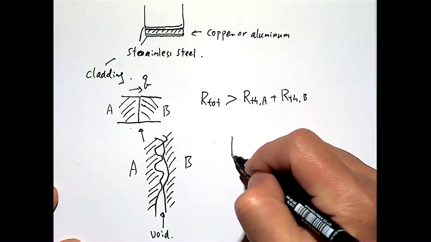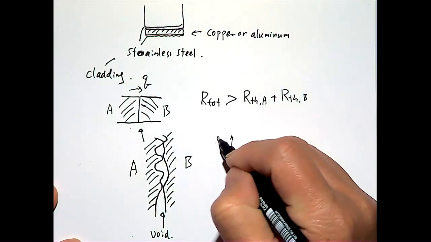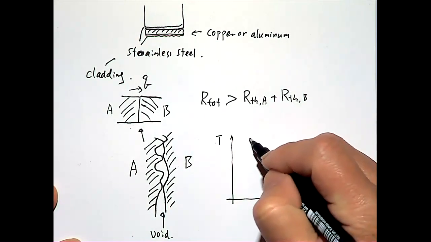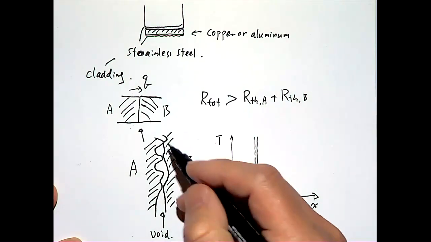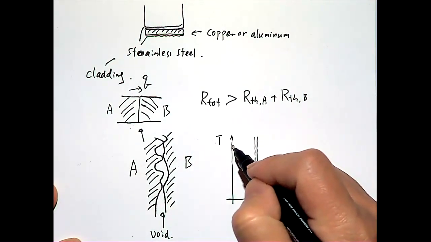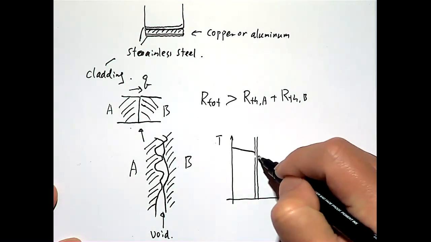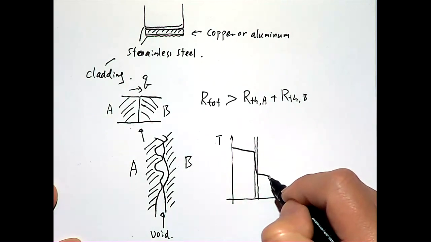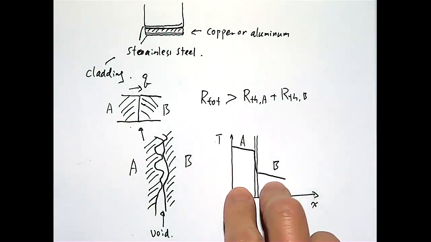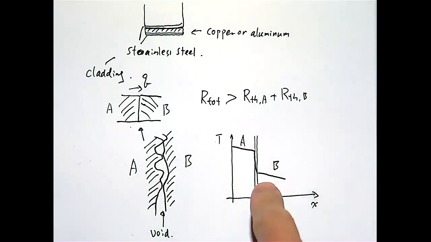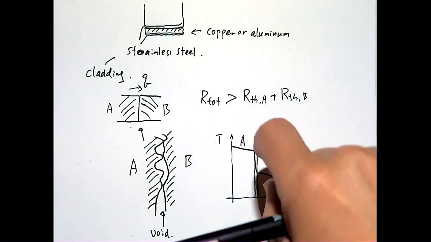what you actually have in terms of temperature distribution, if I have X there, and if I use that as the gap to approximate the gap there, you would have very little temperature drop there, a huge temperature drop there, and then a very little temperature drop there. So if that's A and B, this little gap, just because you have some low conductivity material in between, can greatly increase the temperature difference between these two.